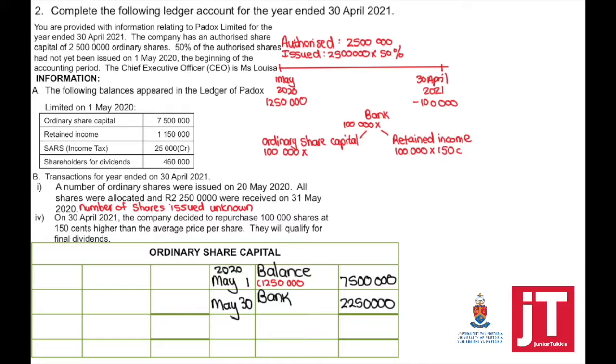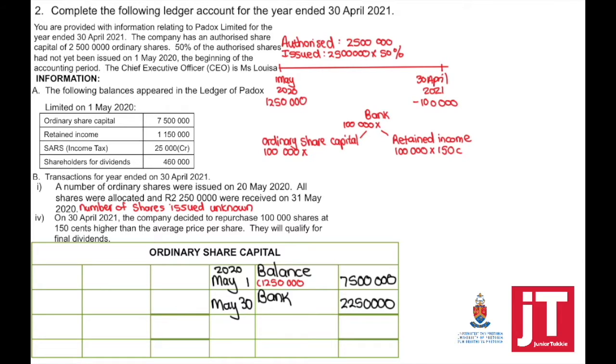So what do I know? I know that the total amount of shares that we've repurchased was 100,000. In ordinary share capital, we will always show the average price. So it's unknown. I don't know what the average price is. And in retained income, we will show 100,000 was repurchased at 150 cents higher than the average price. But now there's a problem in this activity. I do not have the balance at the end of the accounting period, which means I can't use the balance at the end to find out the number of shares so that I can find out the average price as well. I don't know the number of shares that was issued, so it is unknown.